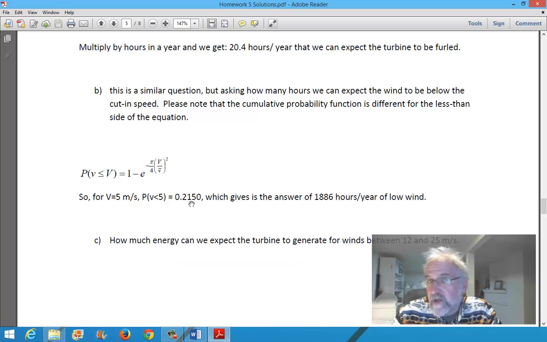This one is a bigger chunk, this tail. Again, this is a skewed distribution, so the lower tail is a little chunkier. It doesn't have that long, narrow tail like we had on the high end, and not surprisingly, 0.215, a bigger one. So close to a quarter of the time. That's what that's saying, which multiply that times 8760, not surprisingly, 1,886 hours per year of very low wind.